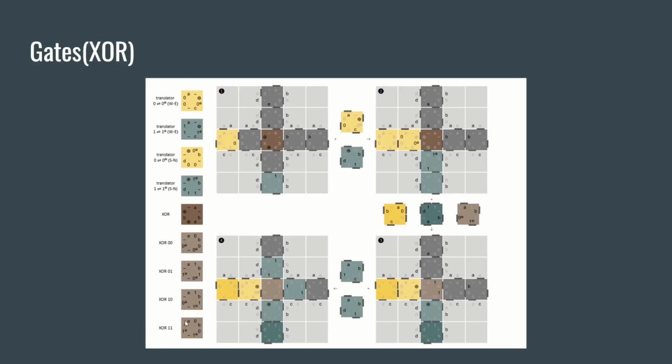So here for the XOR we have 4 different tiles. This tile is for if the input is 0 0, this one is for 0 1, this is 1 0, and this is 1 1. Here you can see that 0 and 1 are coming, and when they reach these two positions, depending on these two positions and these two signals, the gate tile will be located.